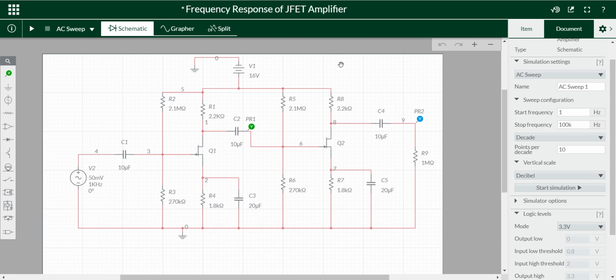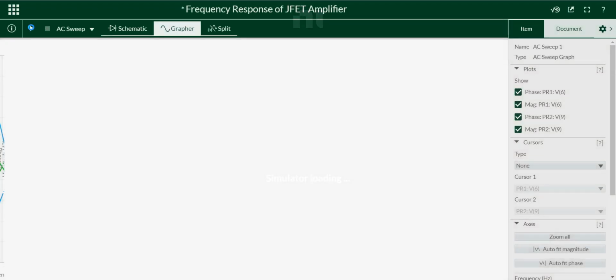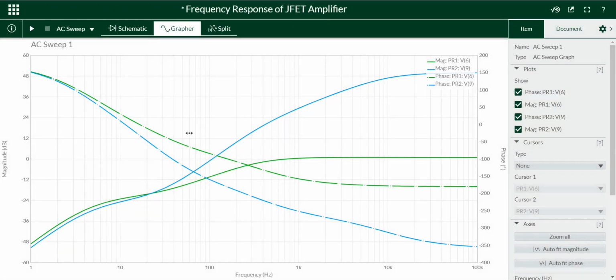So we have done the settings, we have changed the parameters of the FET. Now we just need to run this simulation. Run the simulation, and on the grapher you will observe the frequency response. The solid blue line indicates the frequency response of multi-stage, and the solid green line indicates the frequency response of single stage. The solid lines are indications of magnitude and the dotted lines are the indications of phase.